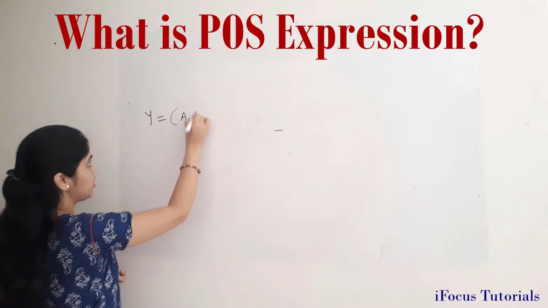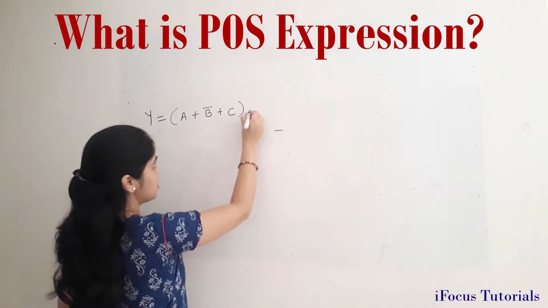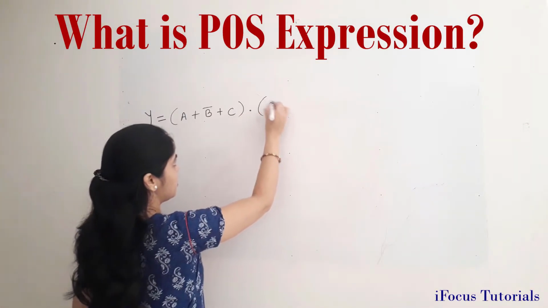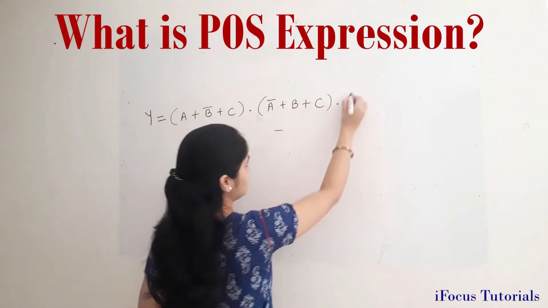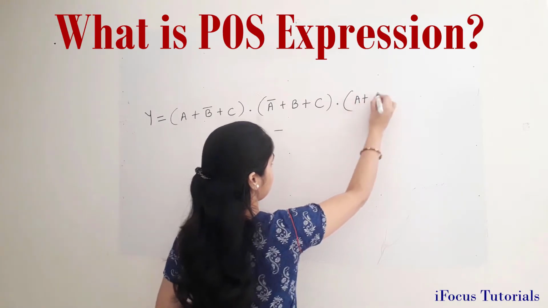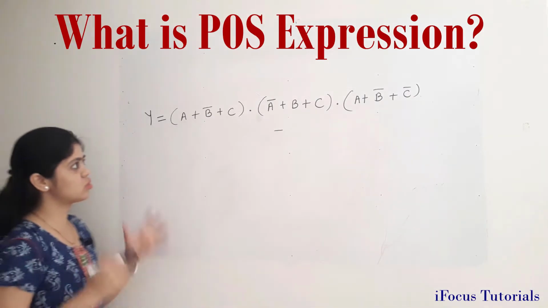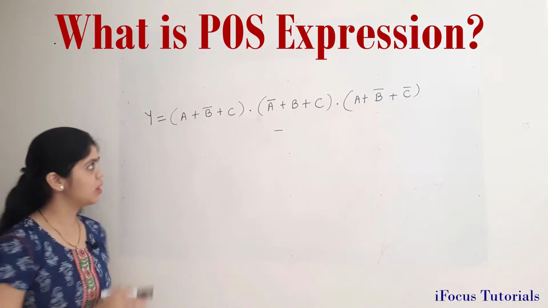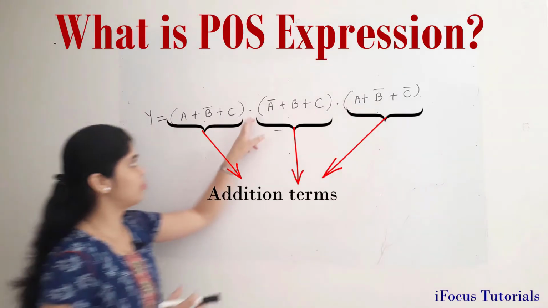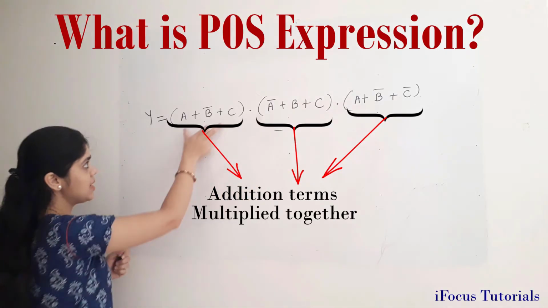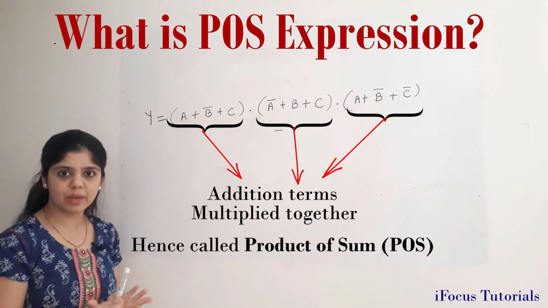So it can be written as (a plus b bar plus c) into the second term (a bar plus b plus c), and the third term I can write as (a plus b bar plus c bar). I am taking a random example just to show the concept of product of sum. If you observe, these are nothing but addition terms that have been multiplied together. All these three terms have been multiplied together, so it is called a product of sum expression.